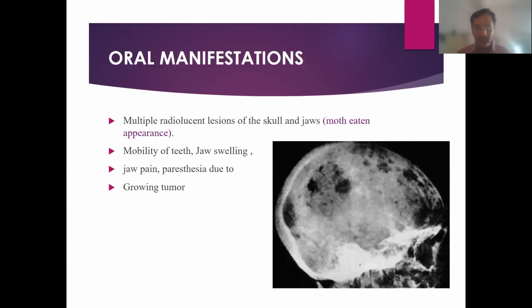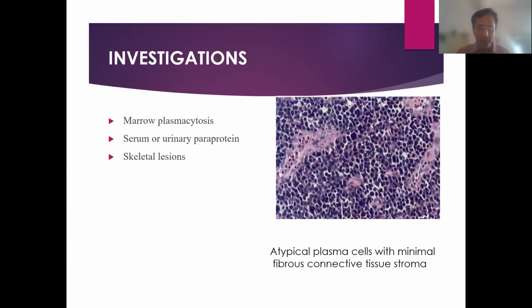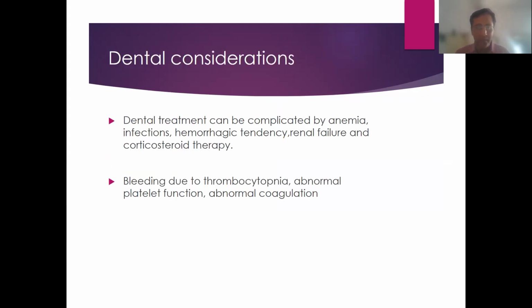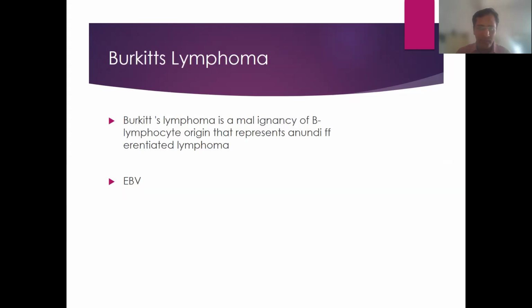What are the oral manifestations here? Multiple radiolucencies, the punched-out, mouth-eaten appearance, in skull bones. Mobility of the tooth, jaw swellings, paresthesia and growing tumors we are finding. Investigations are serum and urinary paraprotein and skeletal survey. Treatment: what is the chemotherapy? Radiotherapy, high fluid intake because the renal system is affected with hypercalcemia, stem cell transplantation, bisphosphonates, bone pain management, and apoptosis of malignant cells. Anemia, infection, hemorrhagic tendency, renal failure, and corticosteroids are what we have to manage.